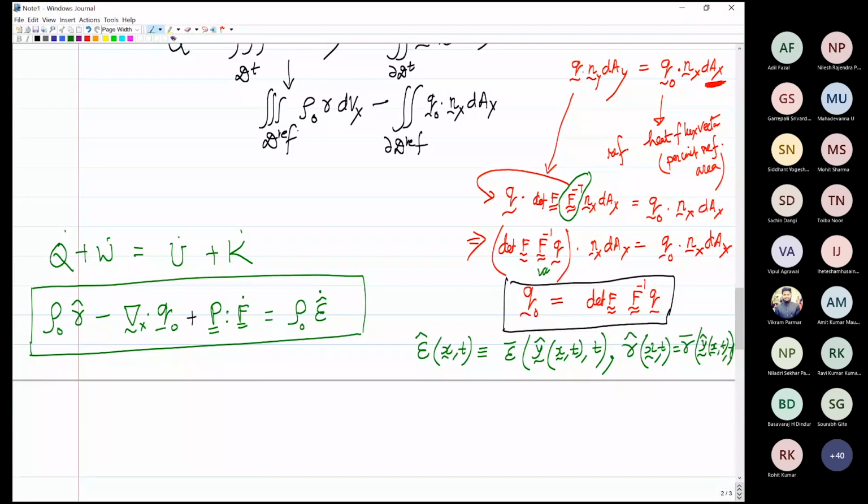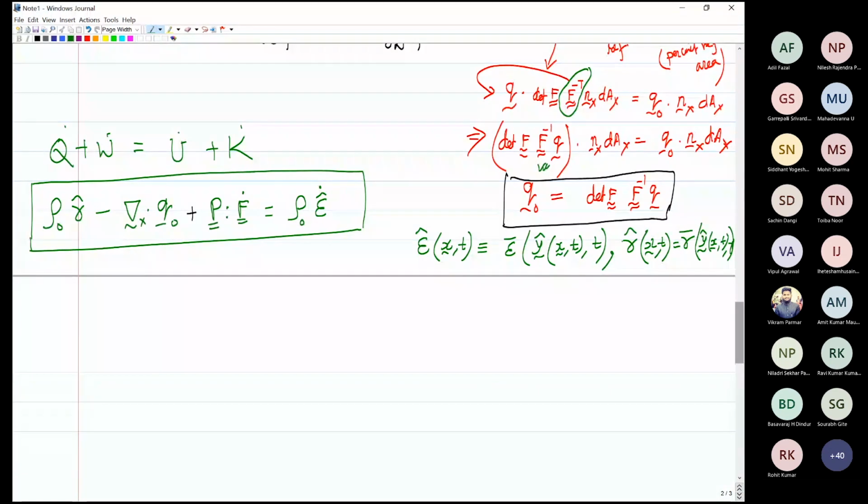So this covers your first law of thermodynamics, and we have to then do what is called the second law of thermodynamics, isn't it? That's another one.